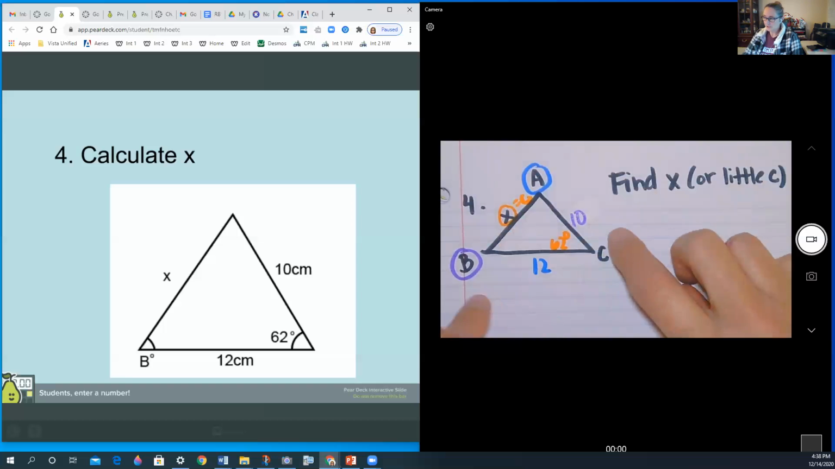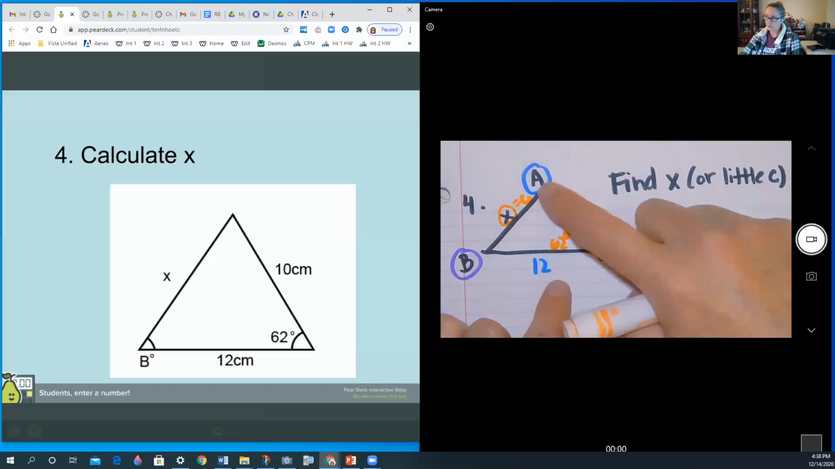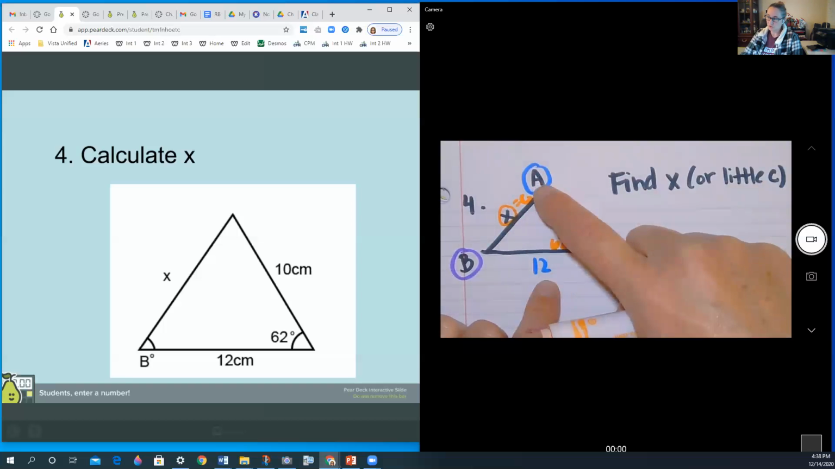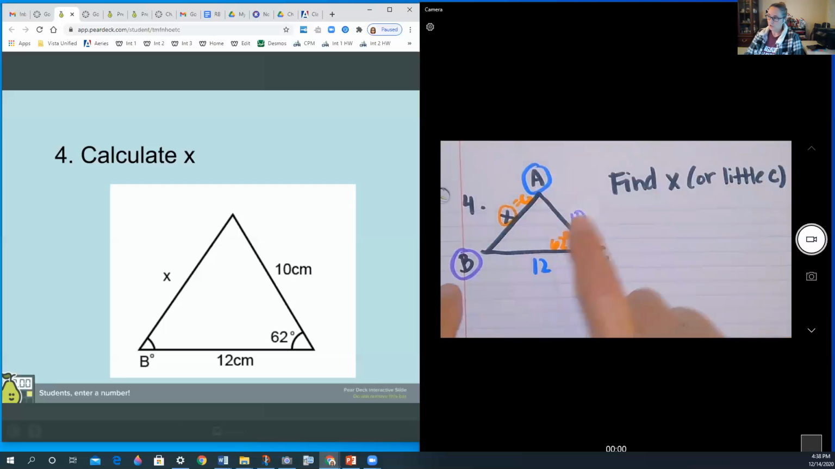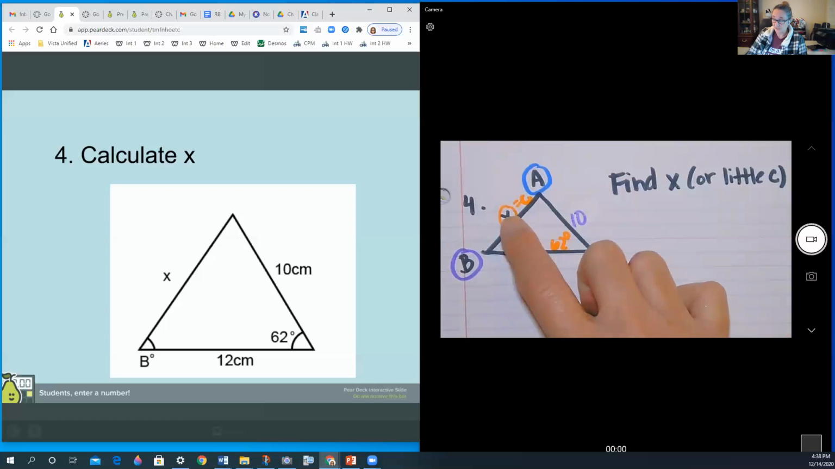So when you're looking at this, you want to see, do you have any pairs? So you see the blue, I don't know the angle. Here, I don't know the angle. Here, I know the angle, but I don't know the side. So I have no pairs. So I am going to use law of cosine. And I'm trying to find this side X, which I'm going to call little c.